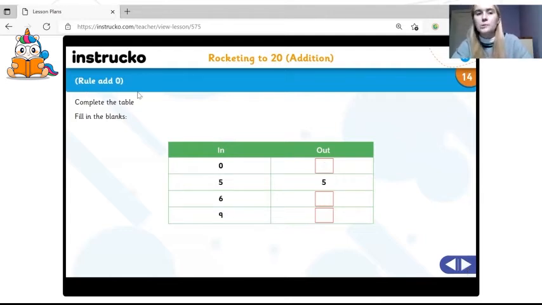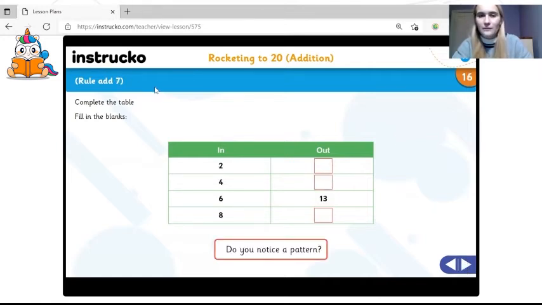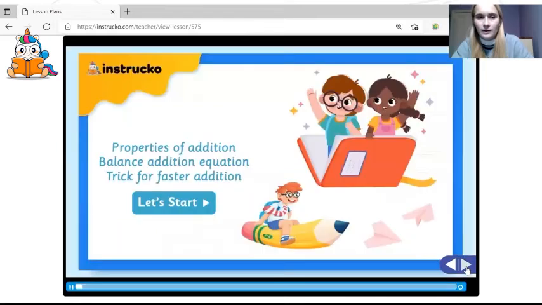So here the rule is add 0. And here the rule is add 5. And here the rule is add 7. We'd ask the question, do you notice a pattern? So once you'd answered the question and filled in the gaps, we'd have a look at the table together and work out what the pattern is. Then we have the rule add 9.